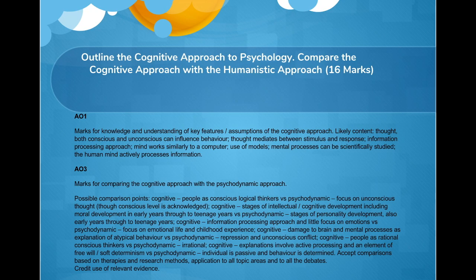Cognitive approach, damage to the brain and mental processes as the explanation for atypical behaviour, mental health. And the psychodynamic approach, repression and unconscious conflict. So that's comparing the approaches on their explanation of mental health. Cognitive approach, see people as rational conscious thinkers versus psychodynamic seeing as irrational. I didn't really focus on that bit, but that just shows you that there are other comparisons to make. The cognitive approach, explanations involve active processing and an element of free will or soft determinism versus psychodynamic approach, individual is passive and behaviour is determined, so that's comparing it on determinism. Again, as I said, any of the issues and debates would be applicable here.